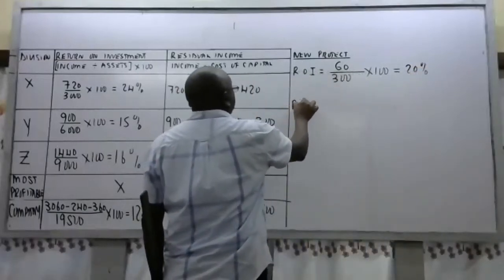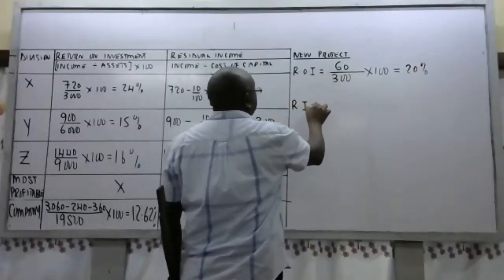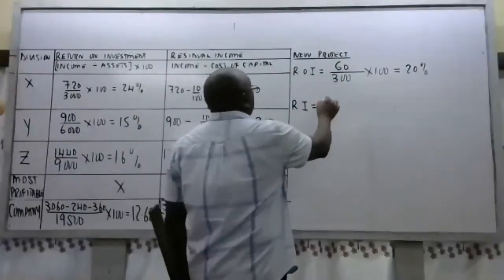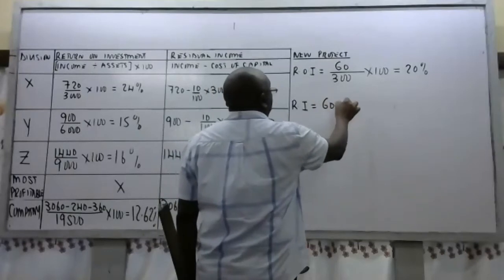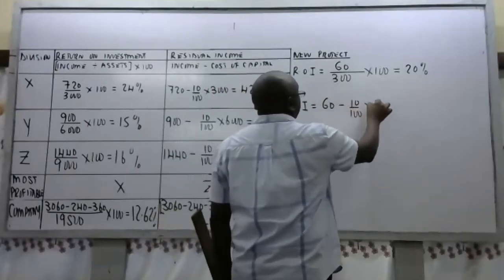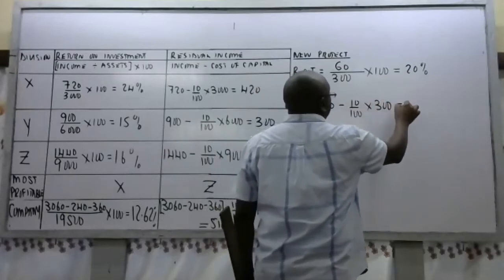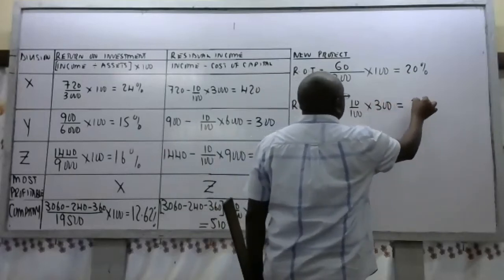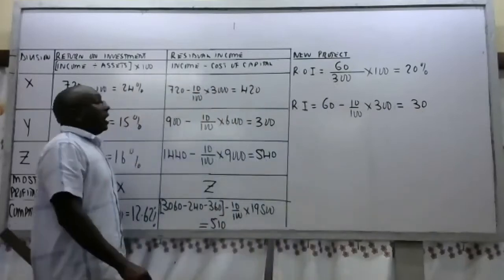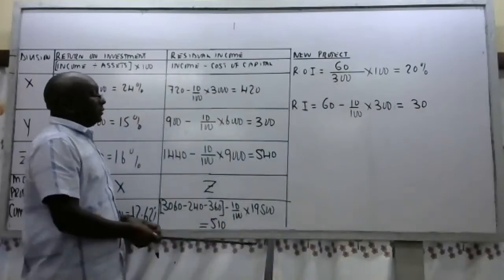And if they wanted residual income, you would say 60 minus 10% of 300, and that obviously should be 30.